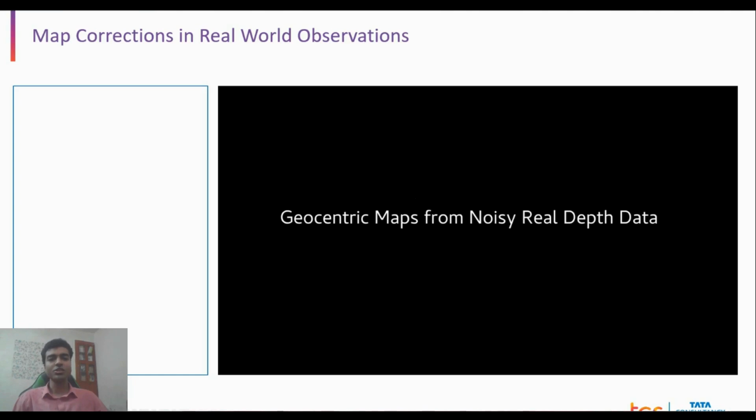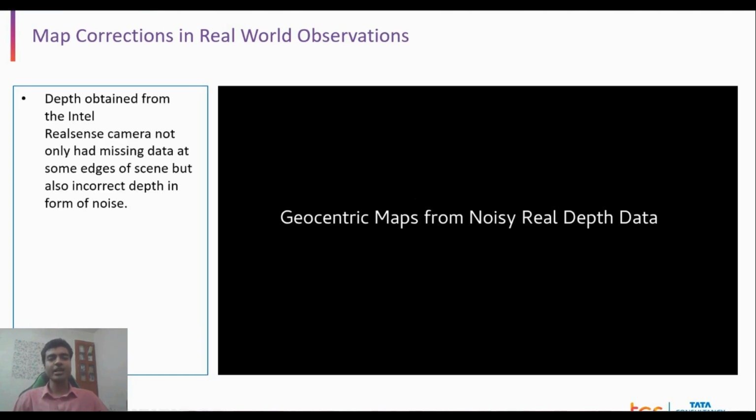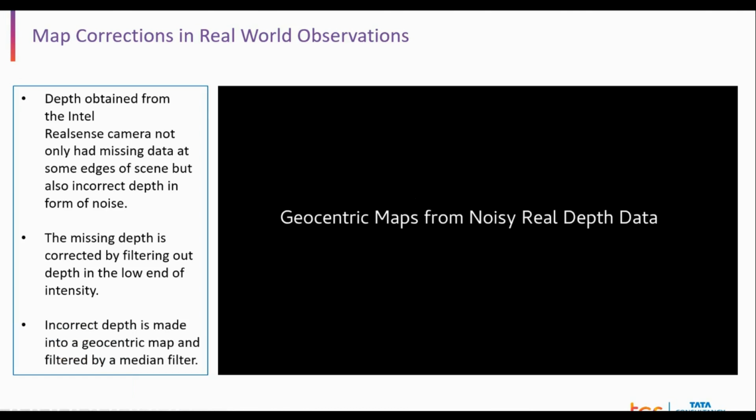Ultimately was the challenge of corrections on noisy data from the real world. So we had depth that we obtained from RealSense cameras, and we wanted to not have an inaccurate map from them. And we noticed that there was missing depth as well as noisy images. So what we did was, for the missing depth, we used an adaptive filter to filter out the very low frequency data from the maps. And for the incorrect depth, we found out that in the map domain, it was easy to segment them using median filters.